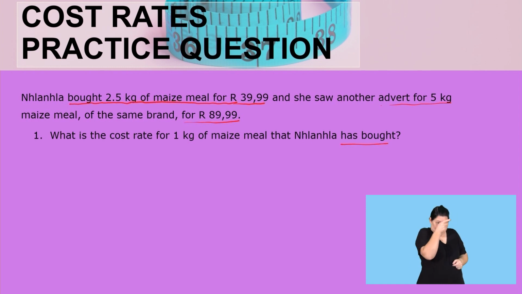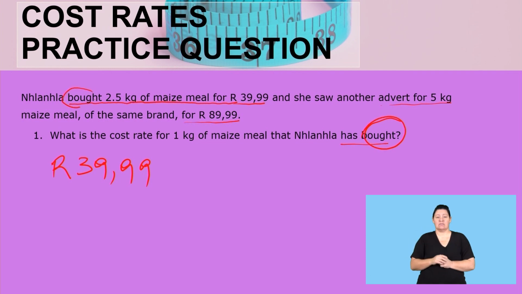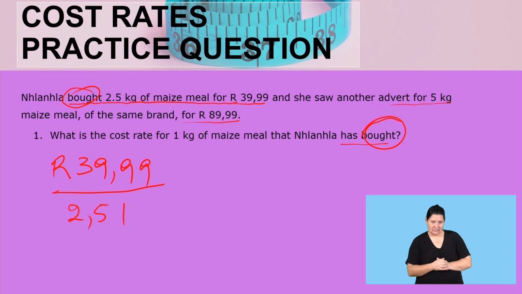To calculate the cost rate for 1 kilogram of maize meal that Nhlanhla has bought, we say, because she has bought the 2.5 kilograms at 39.99, remember, when we talk about the cost rate, we are saying the price divided by the quantity. So we are going to take the price 39.99, because the question is asking about the one that she has bought. This is the one that she has bought. And we divide it by 2.5 kilograms.